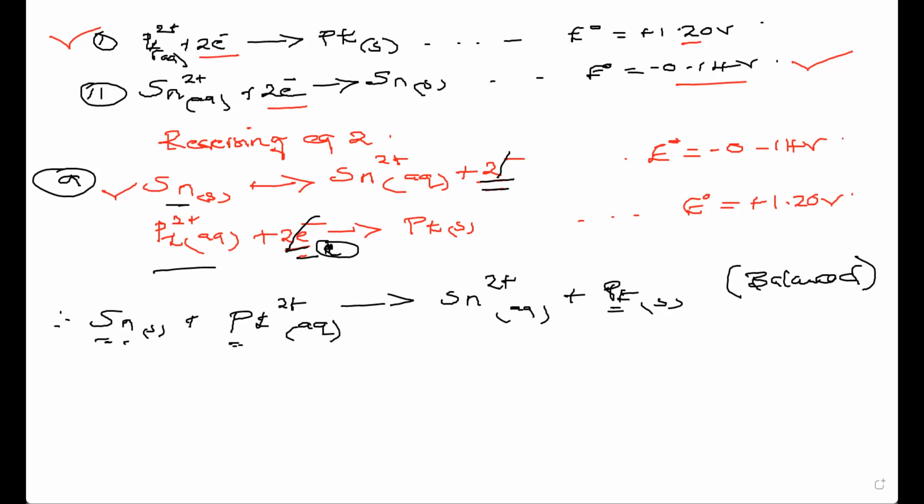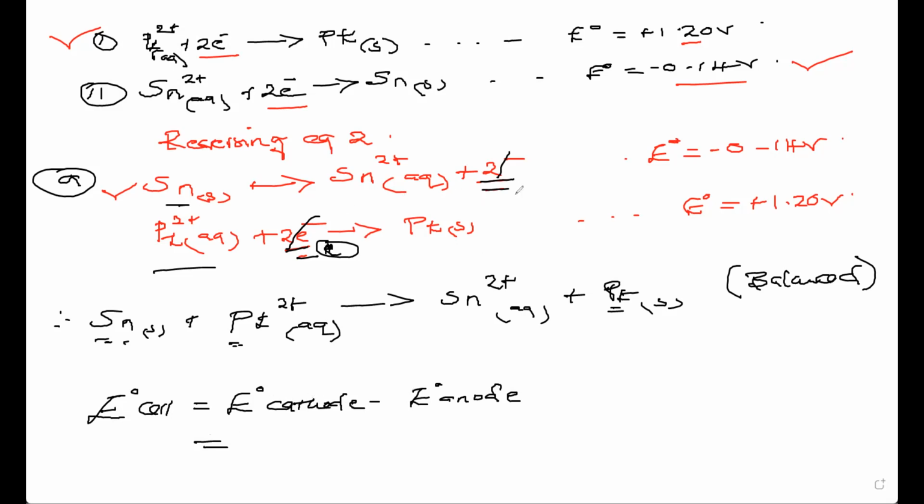Right. We can now calculate the E cell. So we know very well that E cell at standard reduction potential, we say E cell is equal to the standard reduction potential for the cathode reaction minus the standard reduction potential for the anode reaction. So here is the twist. Okay, there's no twist here.